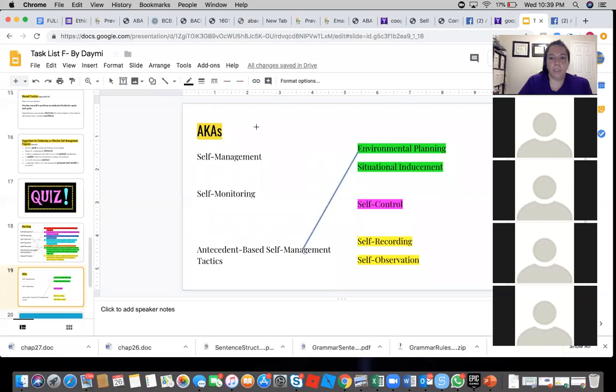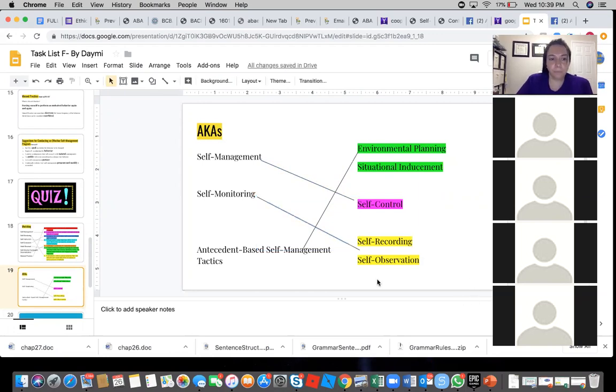All right, next one, self-control. Self-management. Okay, and then the last one, self-recording, self-observation equals self-monitoring. Self-monitoring, perfect. Self-monitoring is self-recording and self-observation.